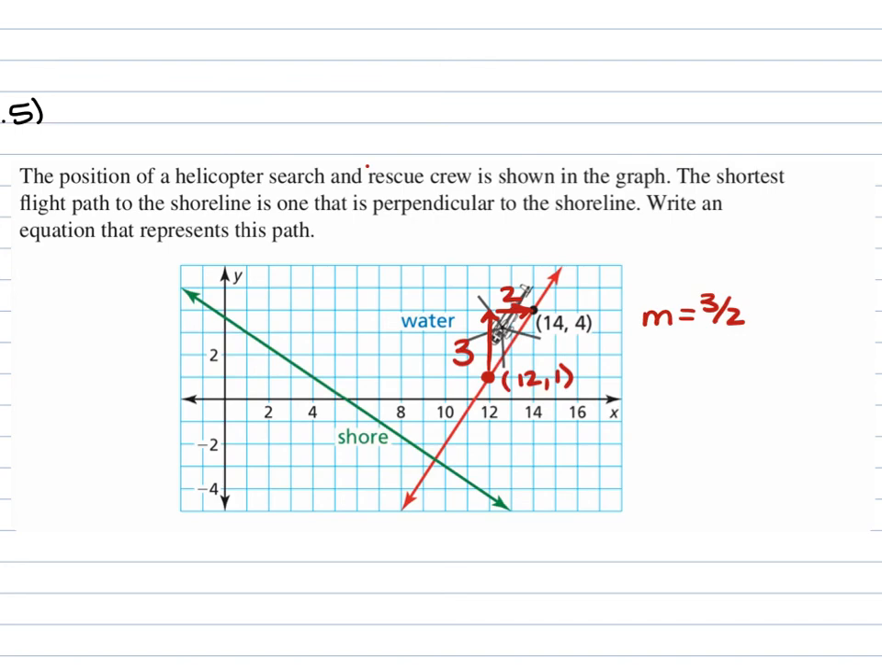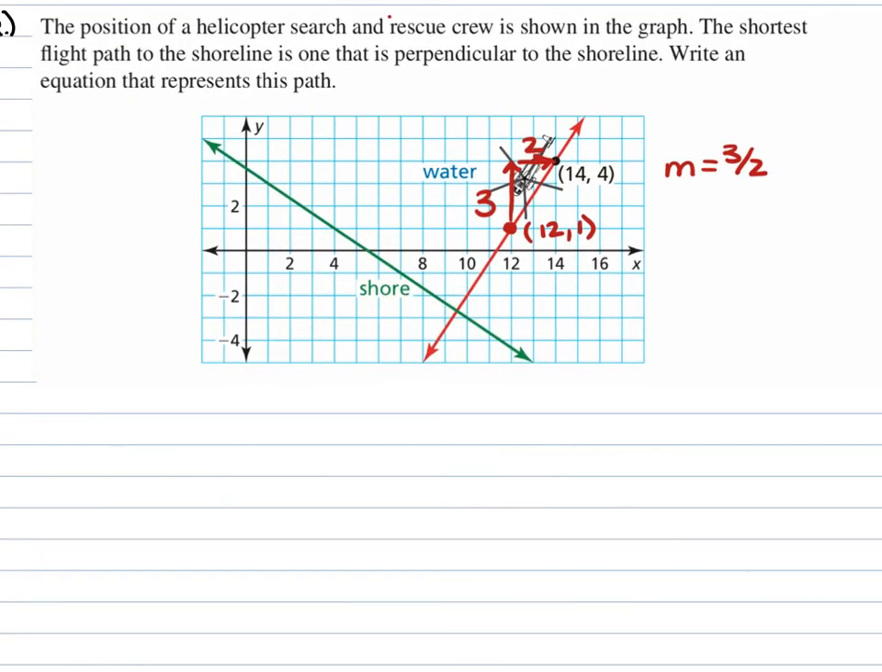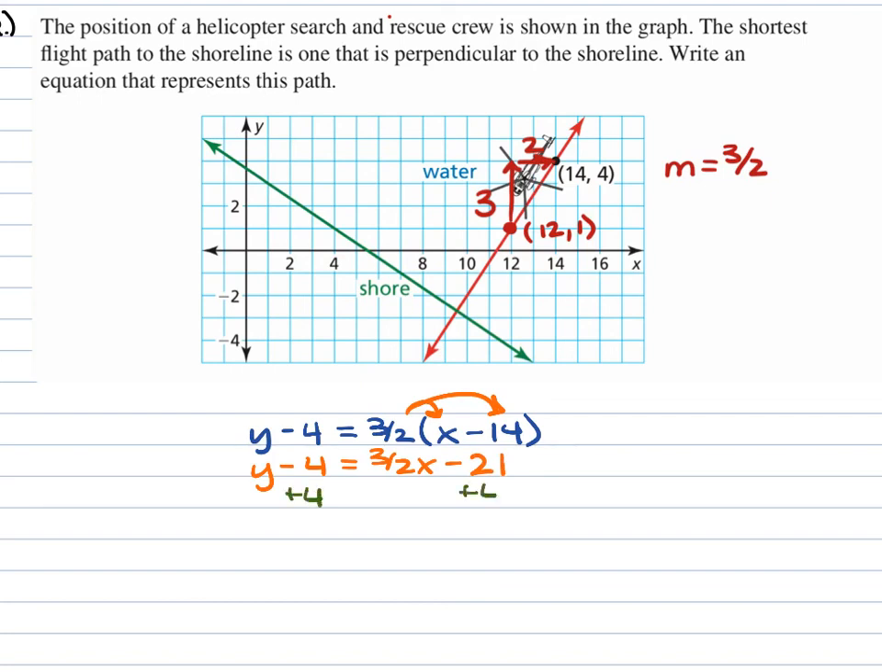We're using the point 14, 4, because we don't know the y-intercept yet. So y minus 4 is equal to 3 over 2 times x minus 14. We're going to distribute the 3 over 2 to get y minus 4 is equal to 3 over 2x minus 21, since 7 times 3 is 21. From here, we add the 4 to both sides and just have y is equal to 3 over 2x minus 17.